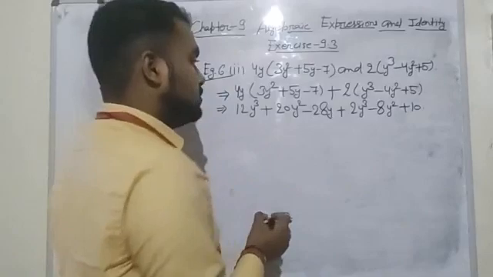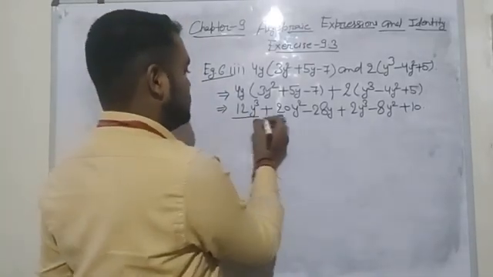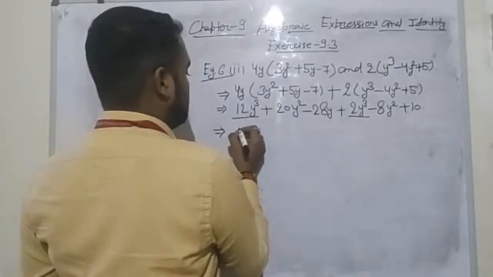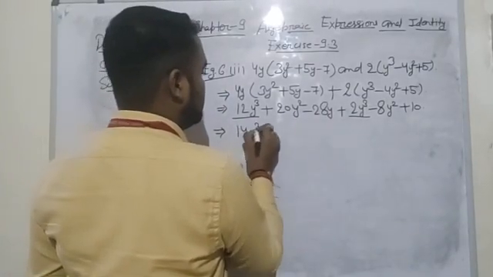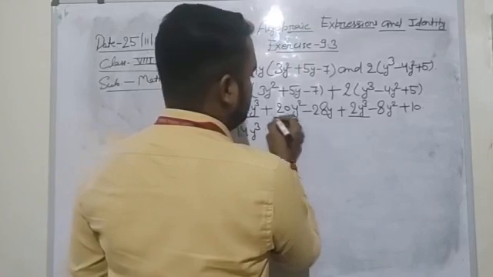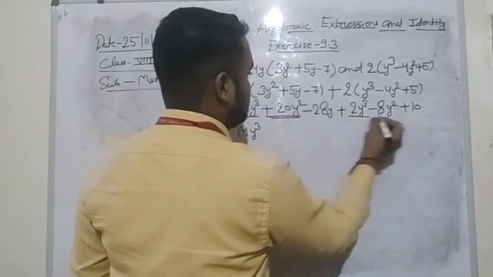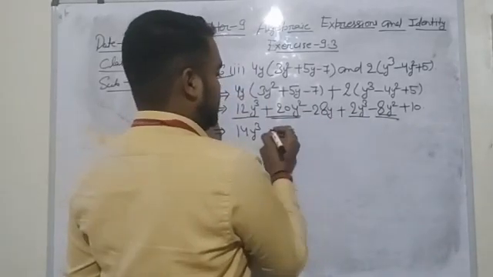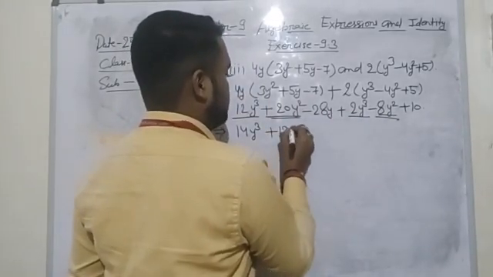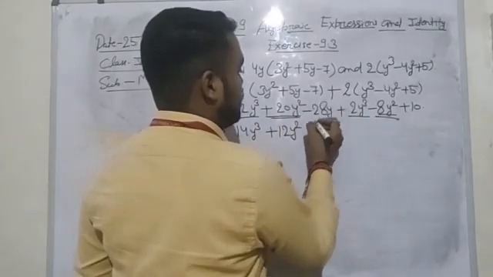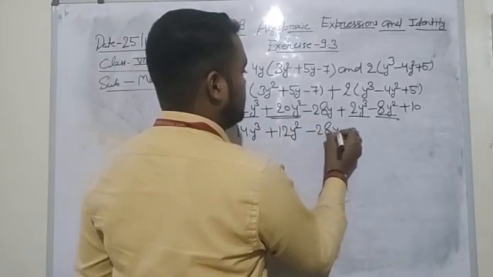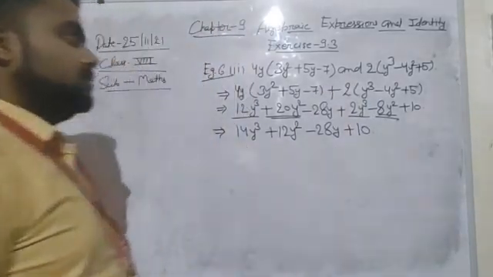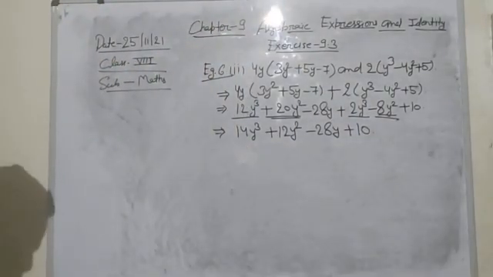Now we find the like terms here, that is 12 plus 2, that is 14y³, and the terms which have y², 20y² minus 8y², 20 minus 8 gives 12y², minus 28y plus 10. Okay, so here is the answer. You can now note it down.